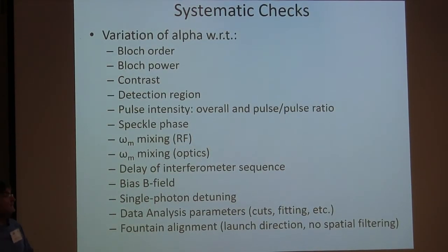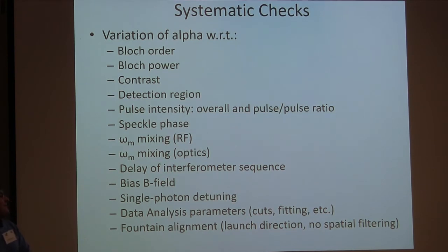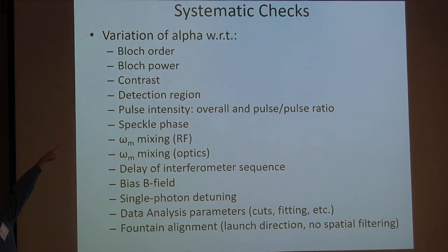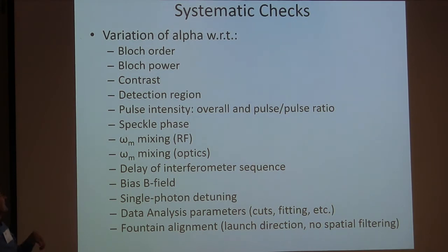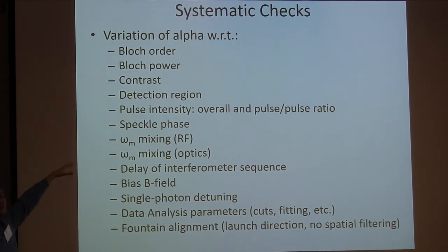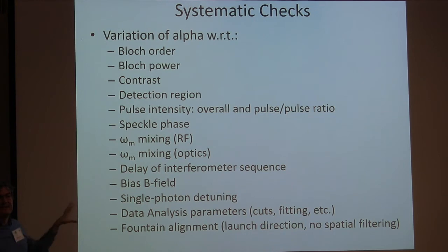Then you don't trust yourself and you run checks. Lots of them. We have data where we vary the number of Bloch oscillations. Does that change alpha? No, it doesn't. The power of the laser beam. We purposely make the contrast of the measurement worse and check if that changes the result. No, it doesn't. And so on, and so on, and so on. Right? Lots of checks. I have figures for each of them, but I'll spare you.